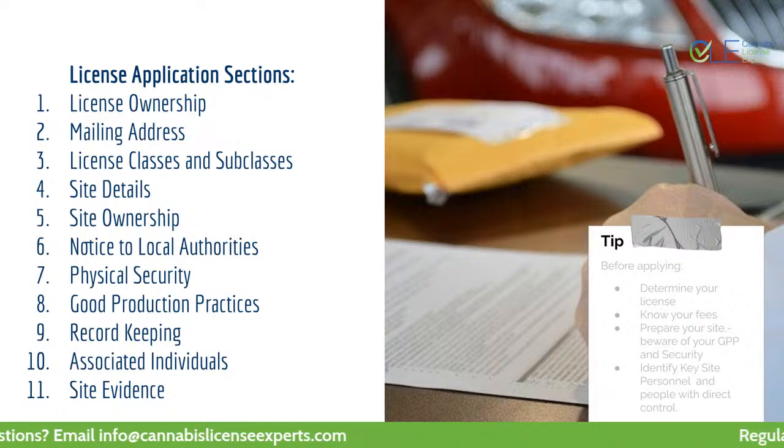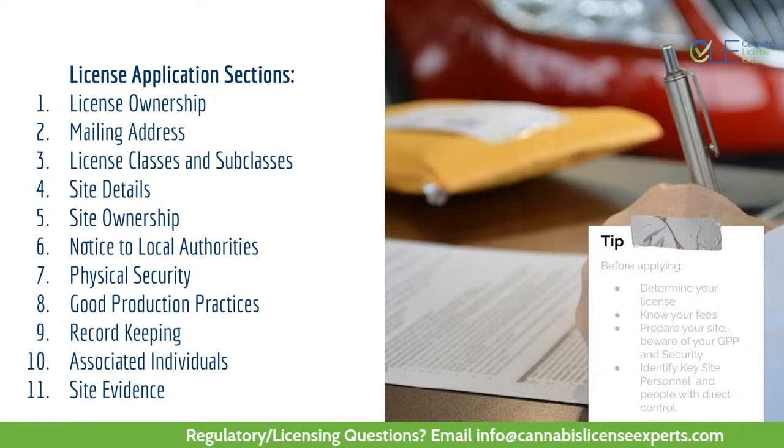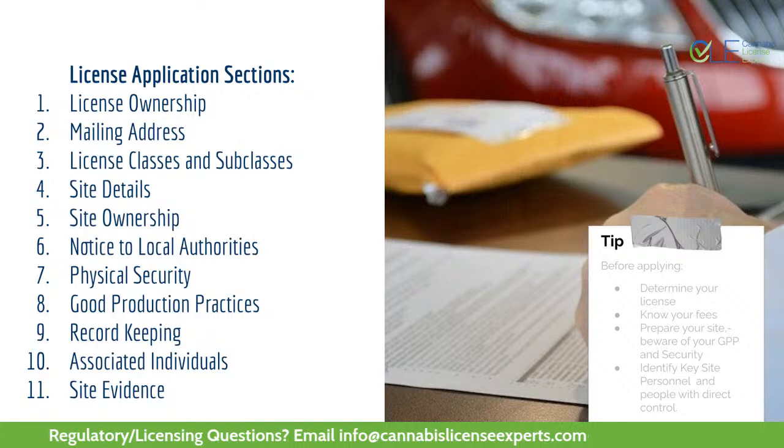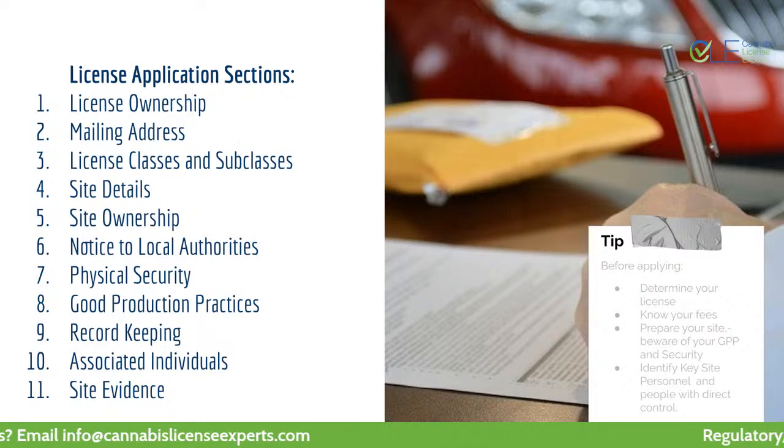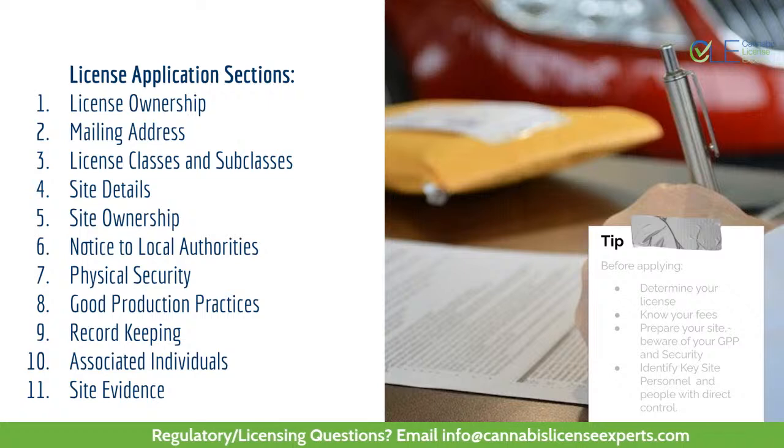You also have to prepare your site and be aware of your GPP and security. Those need to be explained throughout your application, and they need to be visually evident in your site evidence packages. And then again, we've talked a little bit about identifying key site personnel and people with direct control of your organization and how they're going to require their security clearances as well.